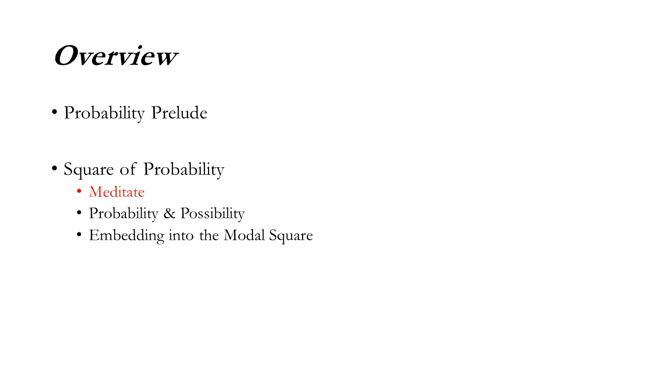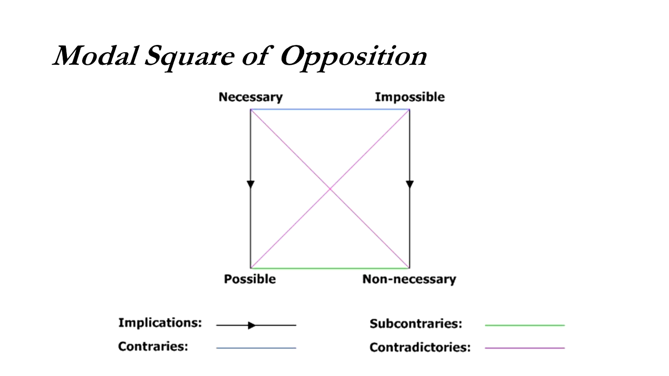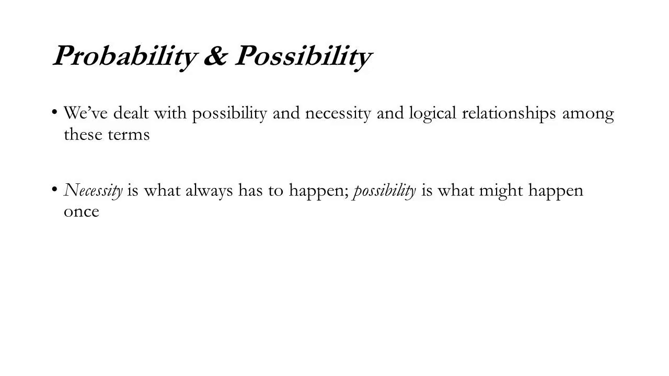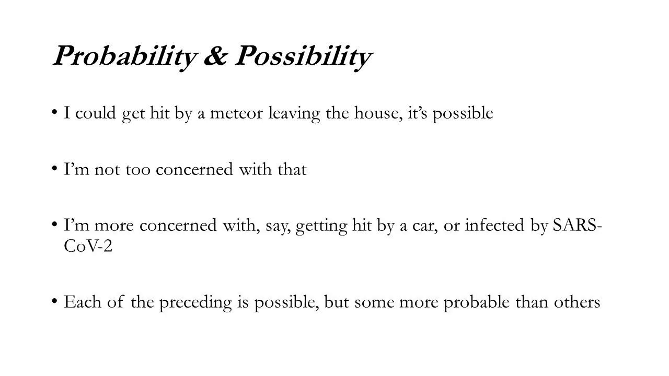First, of course, meditate. Assuming you have done that, come back to me. We'll talk about probability and possibility. Now, we've dealt with possibility and necessity and logical relationships among them. Remember this. Necessity is what always has to happen. Possibility is what might. These are boundary cases in the real world. I could get hit by a meteor leaving the house. That's possible. I'm not too concerned about that. I'm more concerned with, say, getting hit by a car or infected by SARS-CoV-2. Each of the preceding is possible, but some more probable than others.